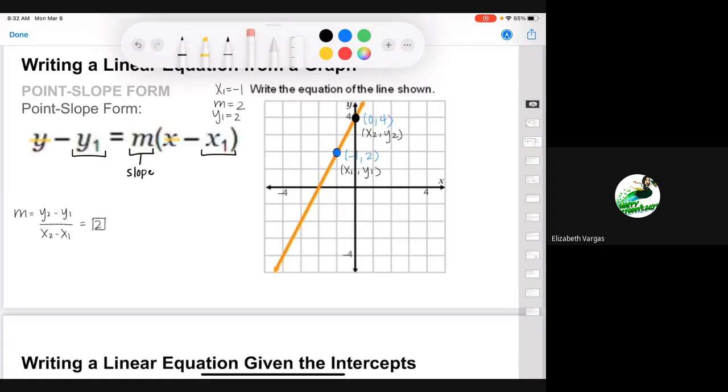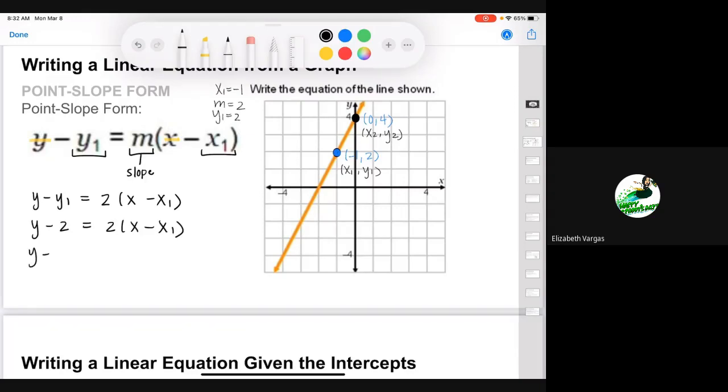All right, so let me erase this just so I have space. Okay, so the first thing we're going to do is plug in our slope. Well, what's next? Now I go ahead and plug in my x1 and my y1. I'll start with my y1. So y minus 2 equals 2, like that. Okay, now I need my x1.